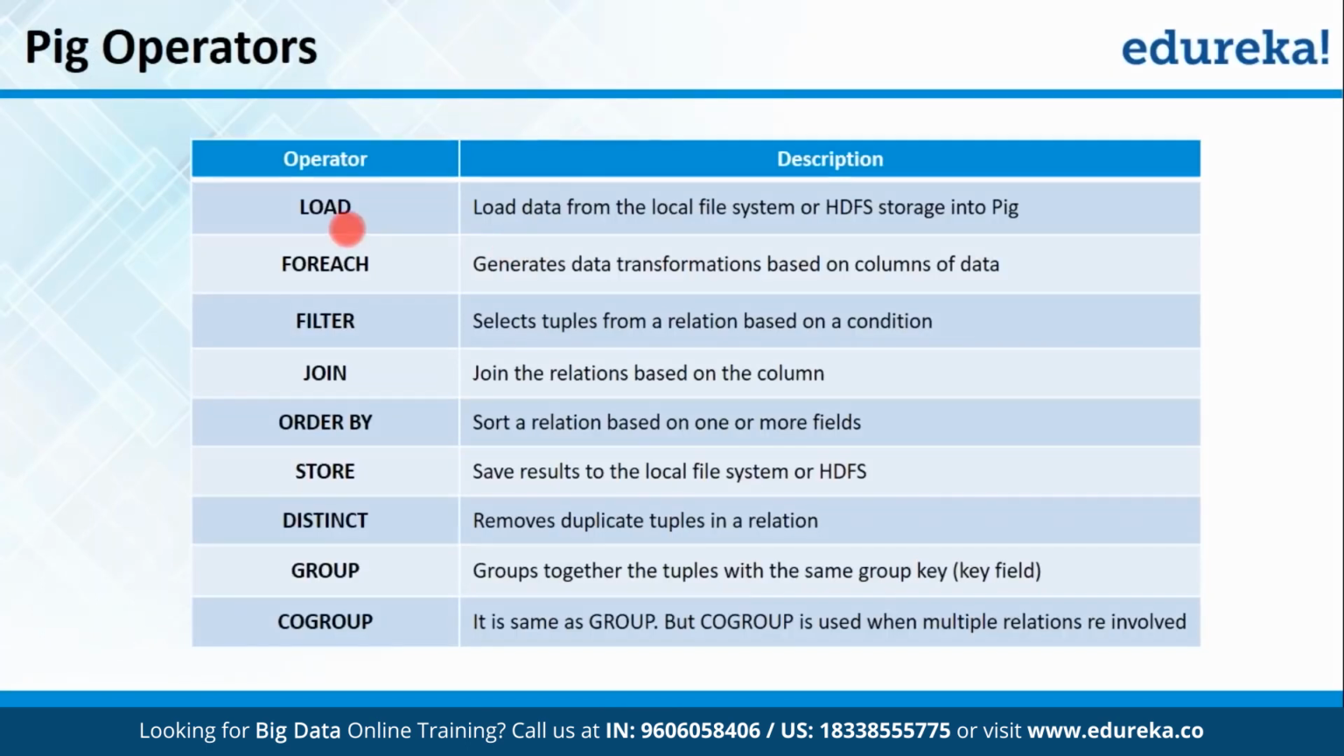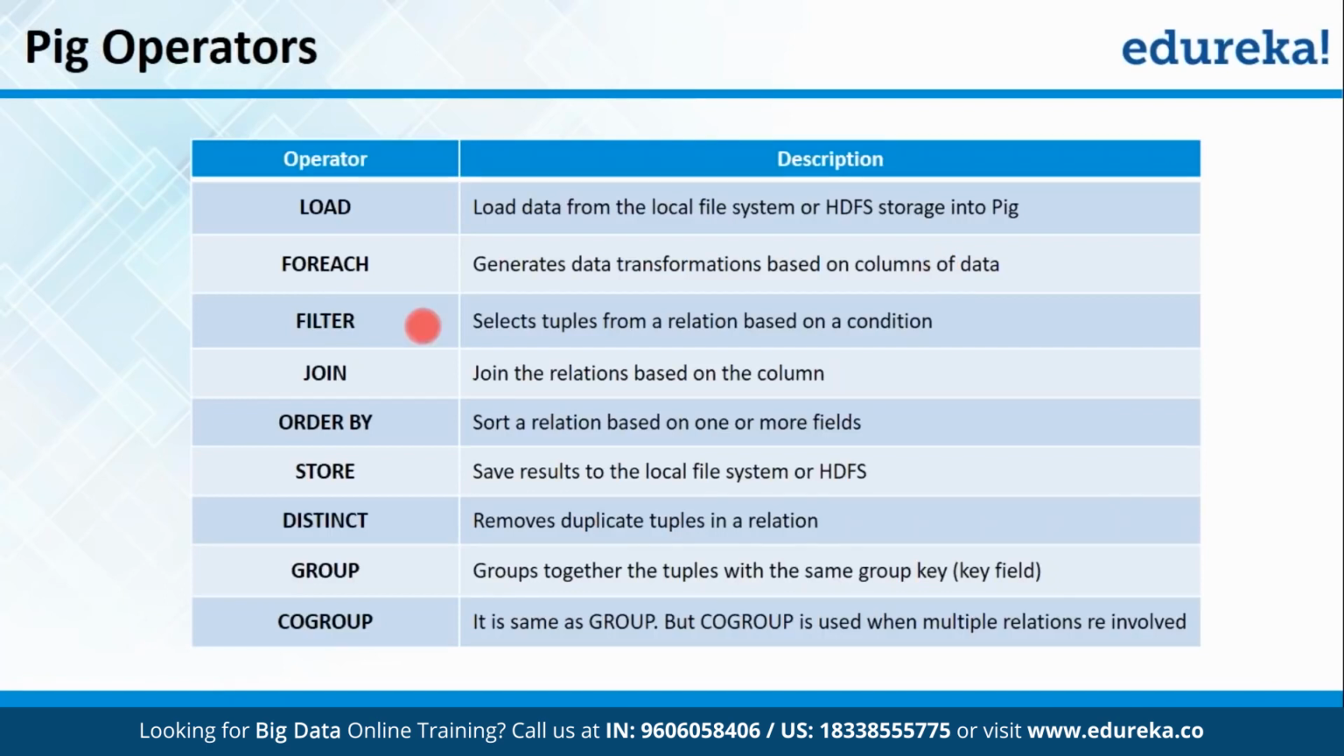Okay, for example, you have got load. Load is an operator to load the data from the local file system or HDFS storage into Pig. For each is another relational operator that is present in Pig which generates data transformation based on columns of data. So just don't get confused. What happens is for each row, for each generates a set of columns that has been specified in the query. We are going to see it in the practical today, so you'll get clear from there.